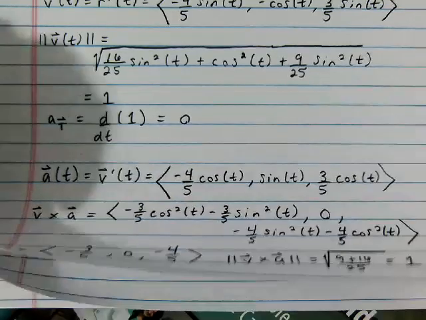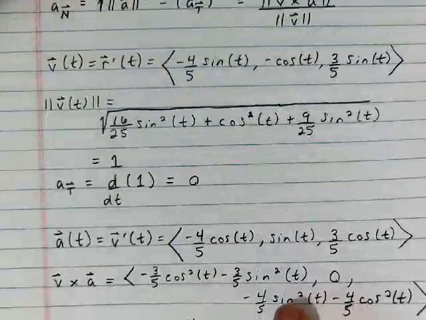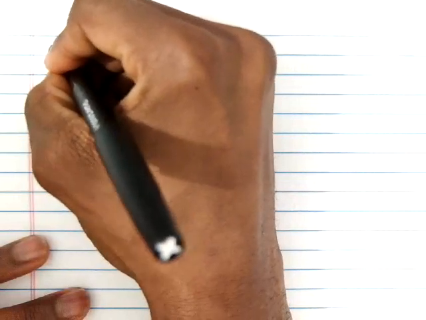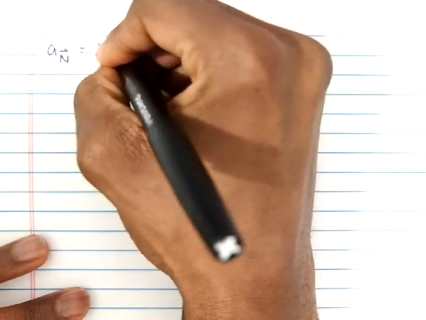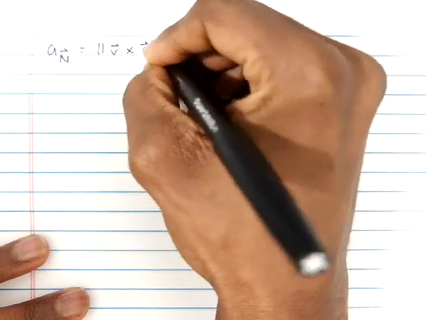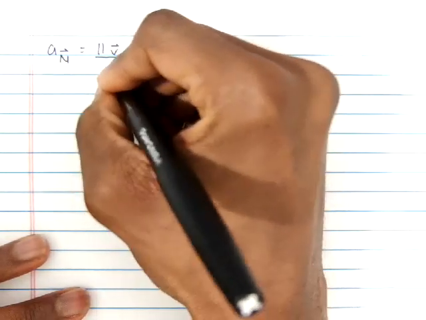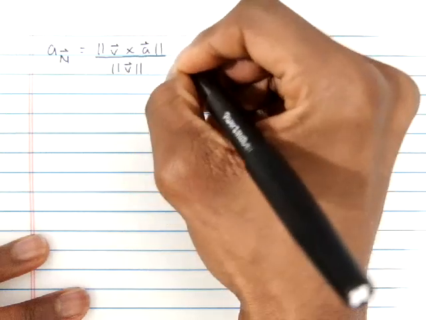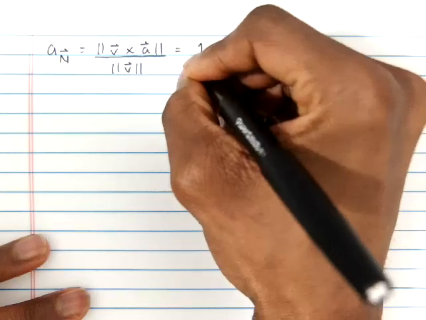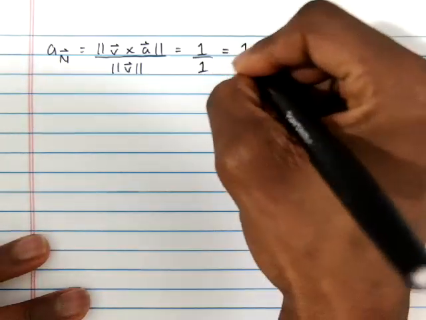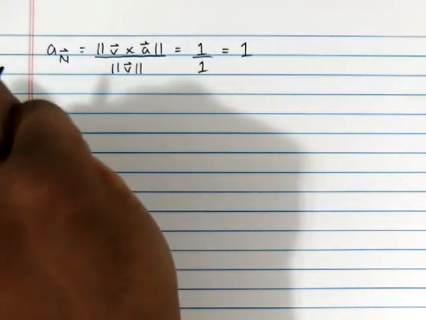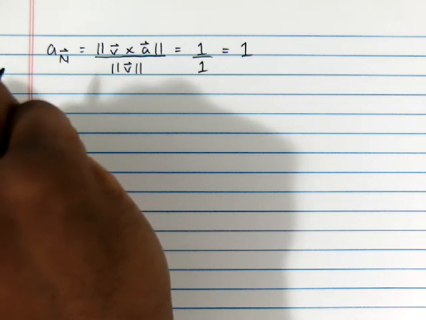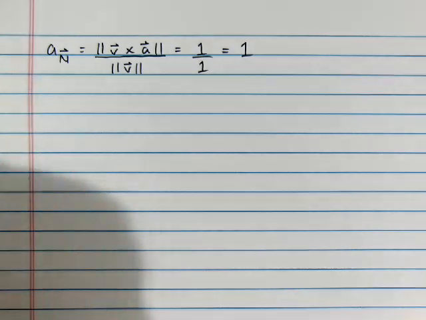I'll go to the next page. So a sub n, which was the magnitude of V cross A divided by the magnitude of V, is just equal to 1 over 1, which of course is 1. And had you used the other formula, you would have gotten the same thing. You would have gotten 1 that way.